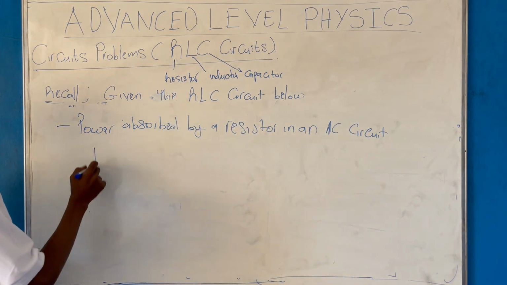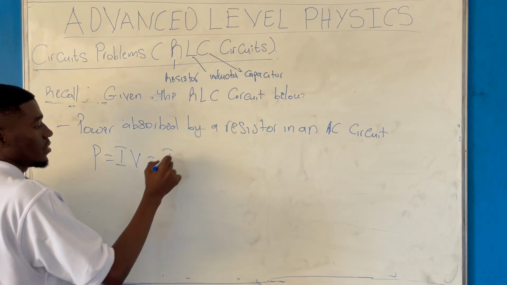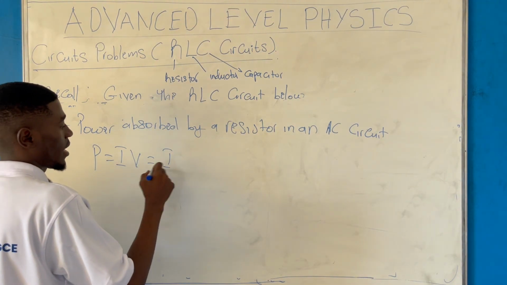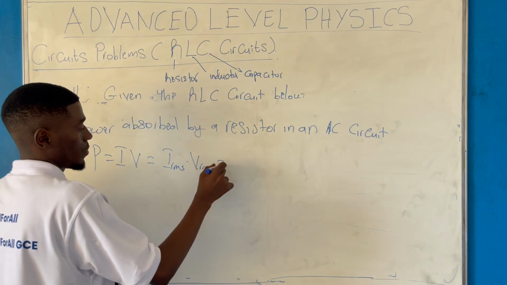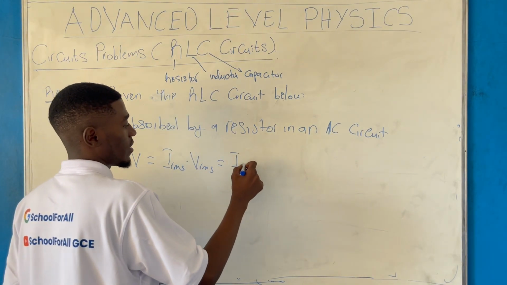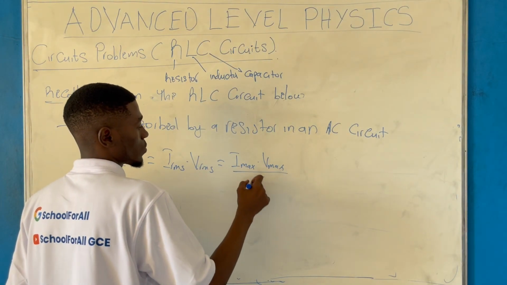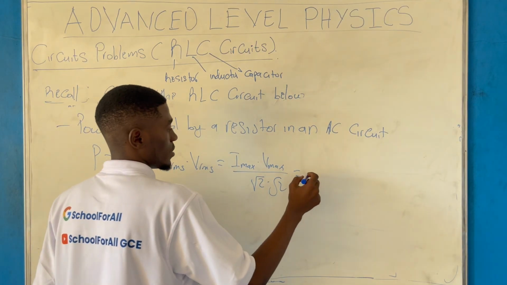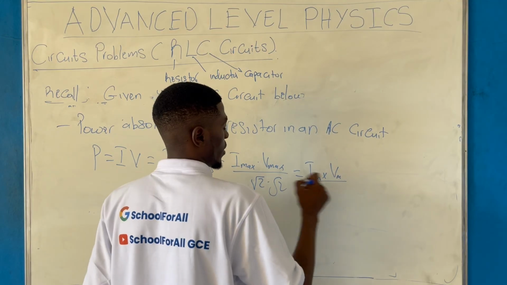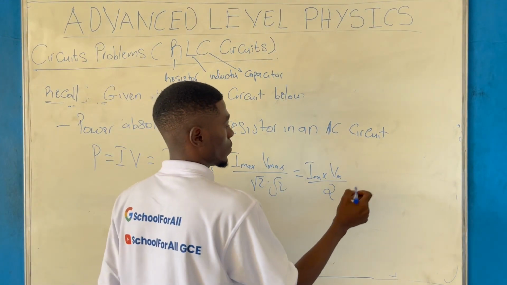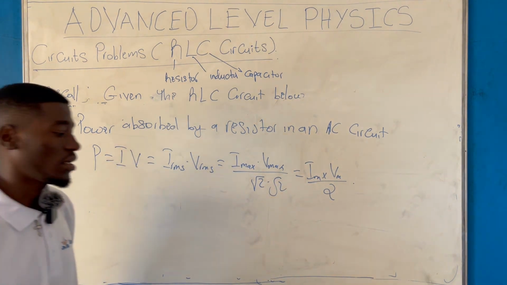Okay, that power, simply we know that power is IV, right? So here the power will be I RMS times V RMS. And we all know that RMS is what? Peak value. I max times V max divided by square root of 2 times square root of 2. So it's simply equal to I max times V max divided by 2. That is the power absorbed by a resistor in an AC circuit.